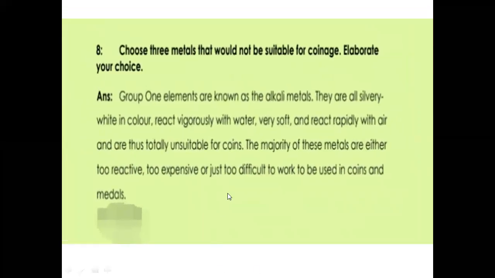Question number 8, choose three metals that would not be suitable for making coins or for coinage. Group 1 elements and group 2 elements are highly reactive. So they are not good for making coins because they are highly reactive, they are water soluble, they are soft, and they react with air and are totally unsuitable for coins. So group 1A and 2A elements are not good for making coins due to their high reactivity.